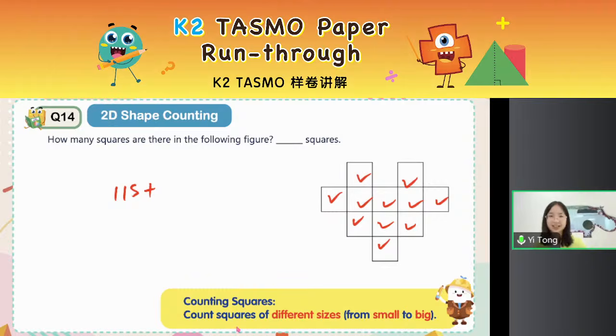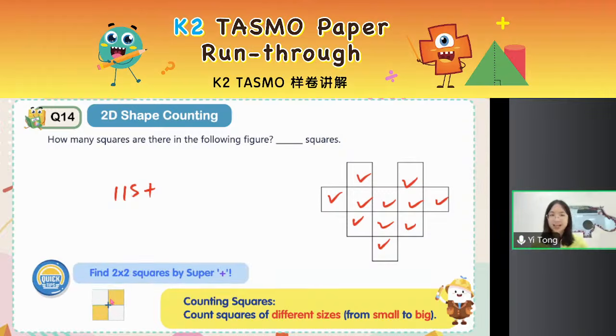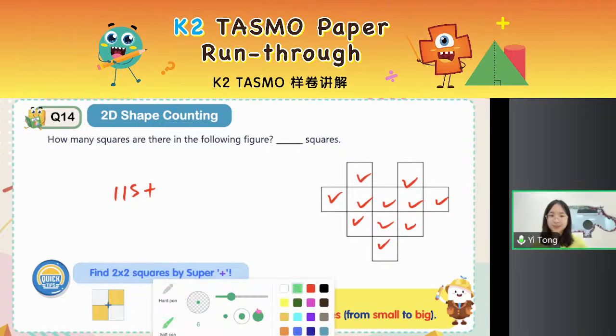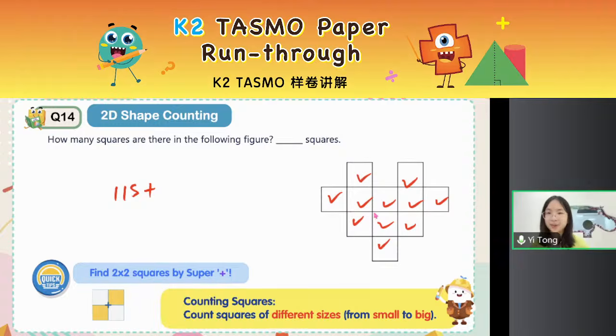Oh, someone already got the answer. How do we know? Big one, our super plus. Okay, everyone, super plus is coming to help you. So super plus is here. And we use our super plus to find a big one. How many squares do you see in the big one?